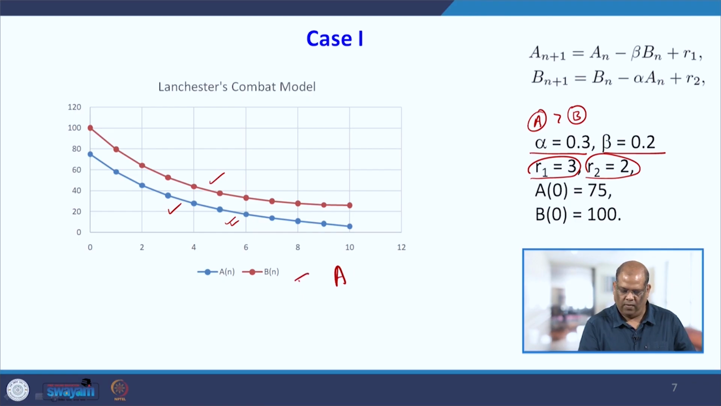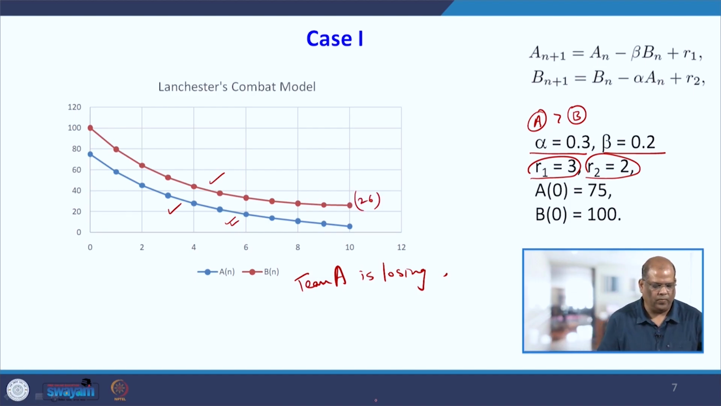So, team A is losing. Here they have approximately 26 soldiers, and here it is approximately 10, looks like 8. So, in case 1, even when the effectiveness of team A is greater than team B, and the reinforcement is greater than team B, due to the initial values of the numbers, your team B is winning.